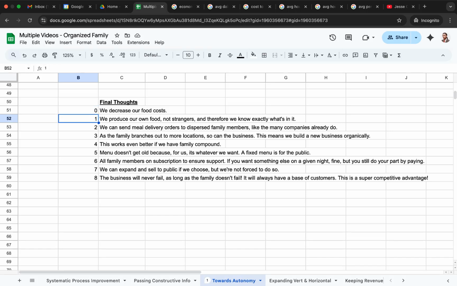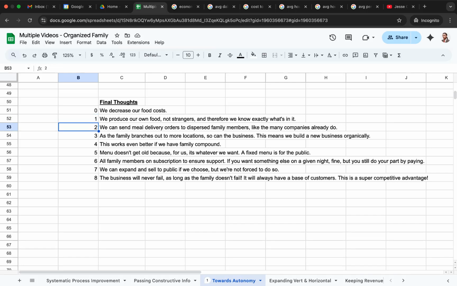Number 1, another advantage is we produce our own food, not strangers, and therefore we know exactly what's in it. We know what goes in the food. We know what goes into the preparation. We know what they're making. We know what they're putting in it, and that is also a benefit of being in a situation where you prepare your own food.